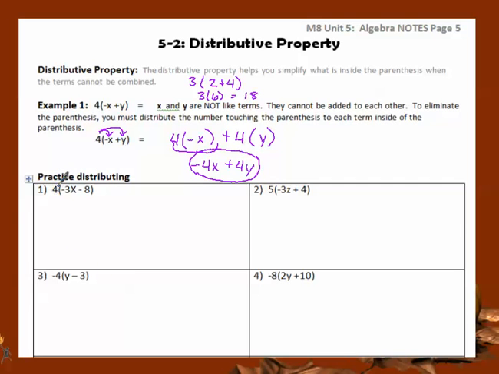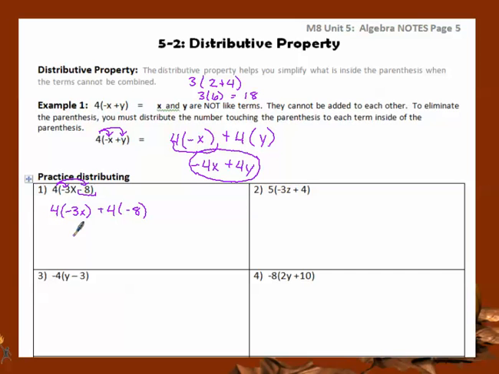I have a number outside and I cannot combine the like terms within the parentheses. I have an x and a constant. They can't go together. So I'm going to do outside times the first, outside times the second. So that means I have outside times the first, which is negative 3x. The 4 is a positive, so it's positive 4 times the inside. The inside is a negative 8. So be careful with that. Then I can solve this one.